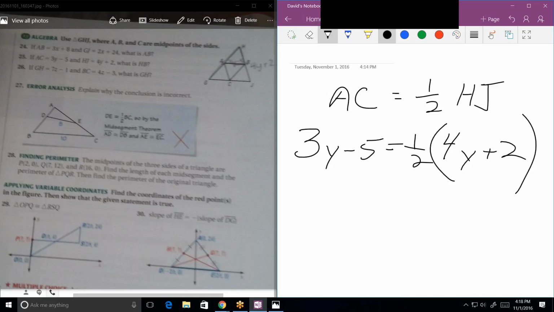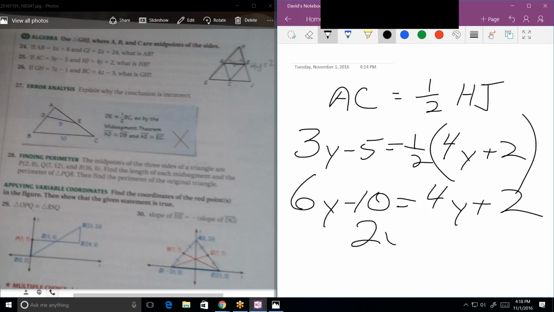And then you can do the same thing you did on the last problem. Get rid of the 1/2. So we have 6y minus 10 equals 4y plus 2. And then it's a piece of cake. You get 2y equals 12, y equals 6. And now plug in y. 6 for y, you get 18 minus 5.